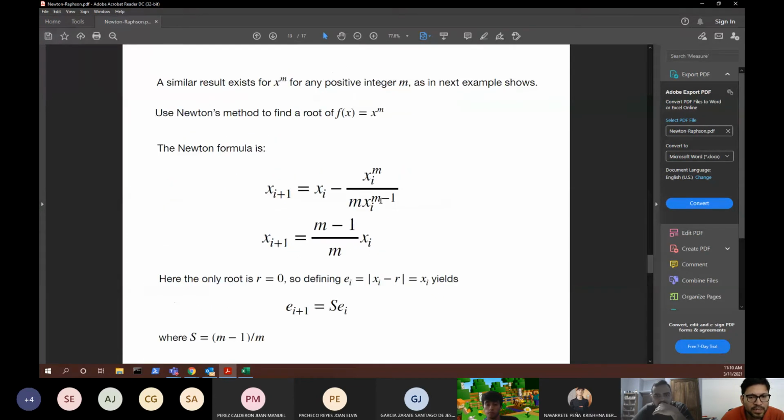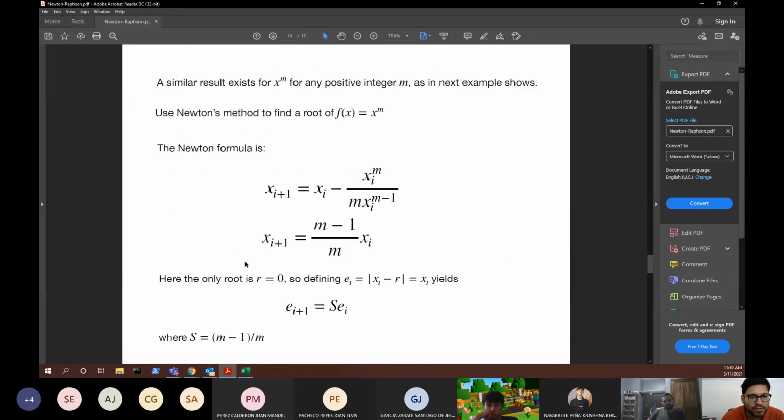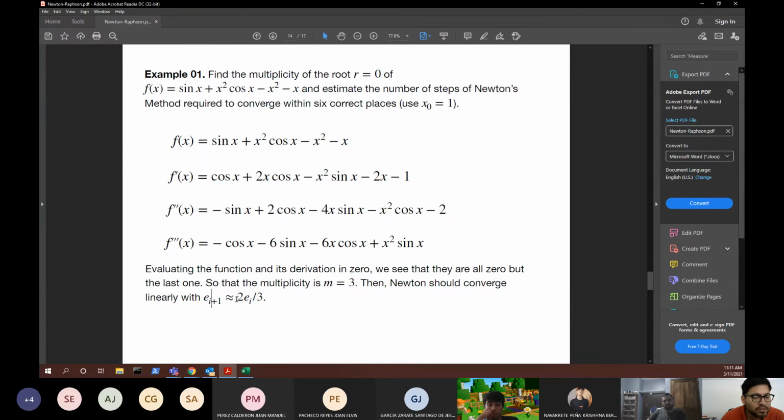And then if we go back to the definition of the value of s, we said that Newton's method will converge linearly with e_{i+1} approximately equal to 2/3 e_i. Why? Because we have to make the operation: (3 - 1)/3 is equal to 2/3. So it's going to be approximately 2/3 of the error in the current step.